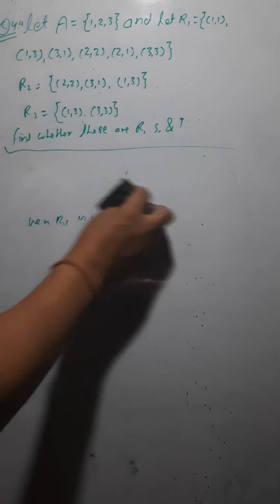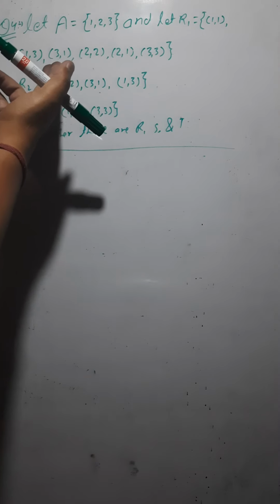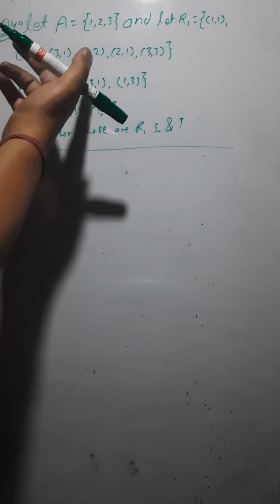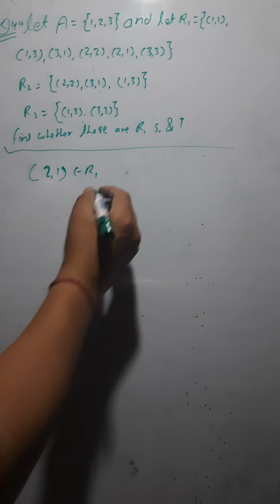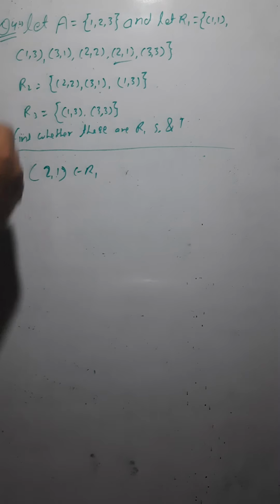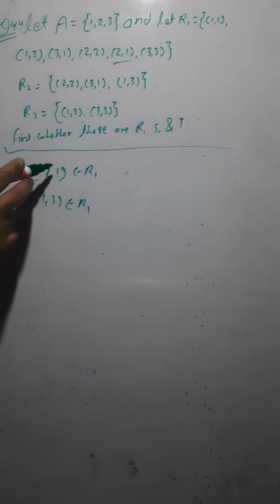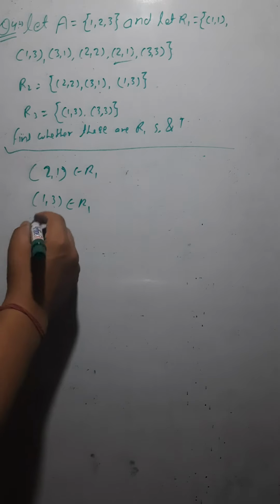Now we would check whether the relation is transitive or not. For checking transitivity, we would take any 2 elements. Let's say we take 2 comma 1, which is there in the relation R1. Similarly, we have 1 comma 3, which is also there in the relation R1. But is the first and last, 2 comma 3, also there in the relation R1? No, 2 comma 3 is not there.